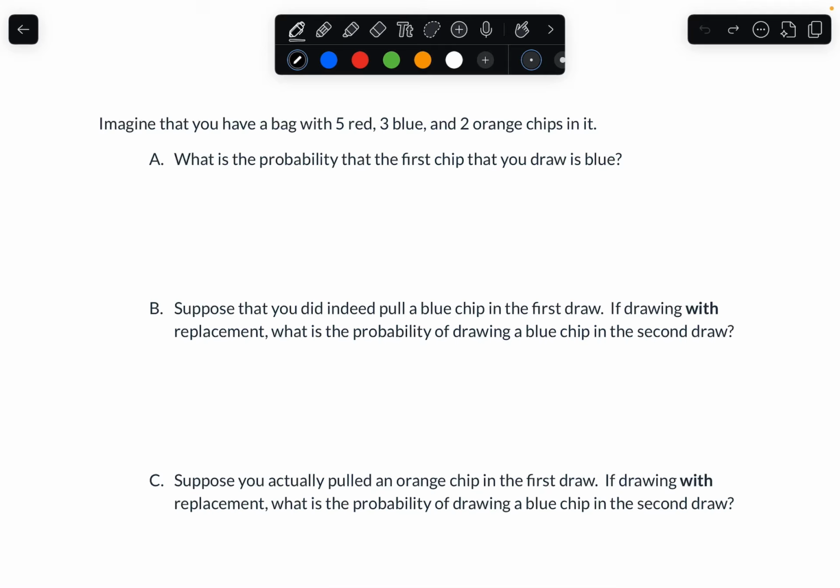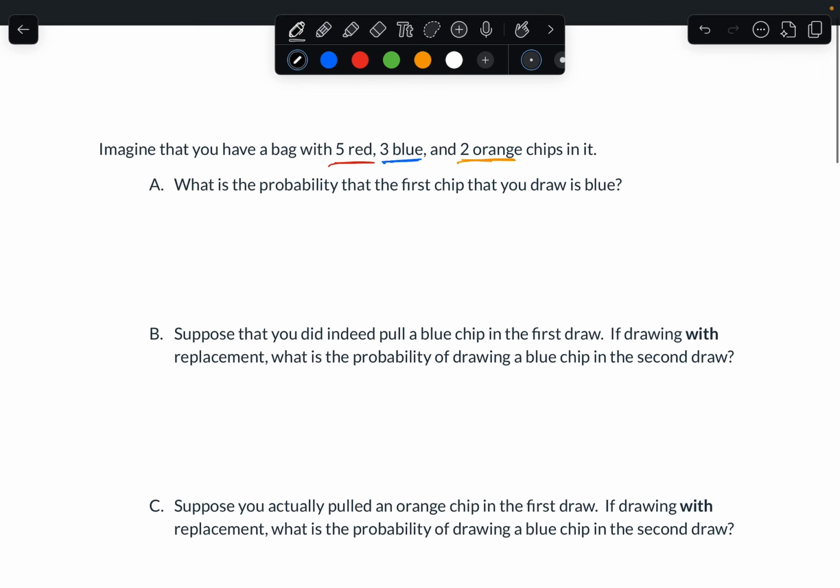Imagine that you have a bag with 5 red, 3 blue, and 2 orange chips in it. First question that I want to answer, part A, what is the probability that the first chip that you draw is blue? So I'm imagining that I reach into this bag and I close my eyes and I'm just picking one out at random. Well, first it would help to imagine what the sample size is. Think about how many total outcomes there are.